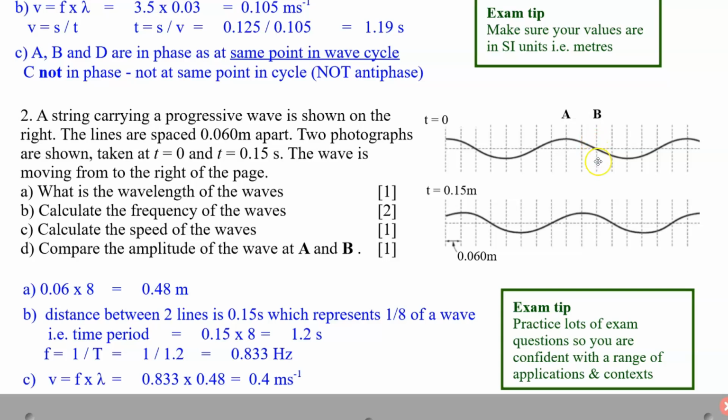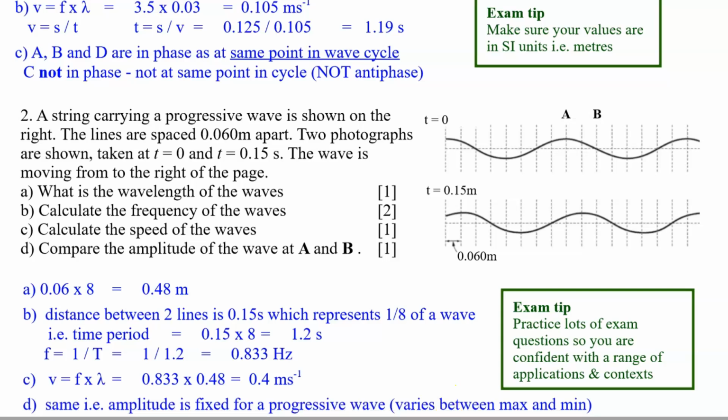They both have the same amplitude. At this particular point, they have different displacements, but their maximum amplitude, as they both oscillate about the fixed position, will be the same. So they have the same amplitude. That's a really important idea. And it's fixed for a progressive wave.